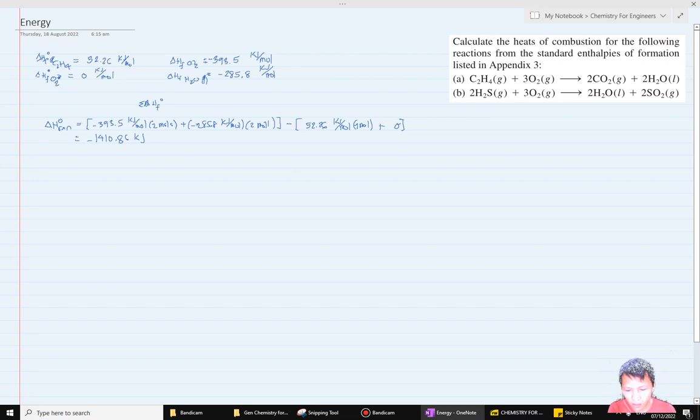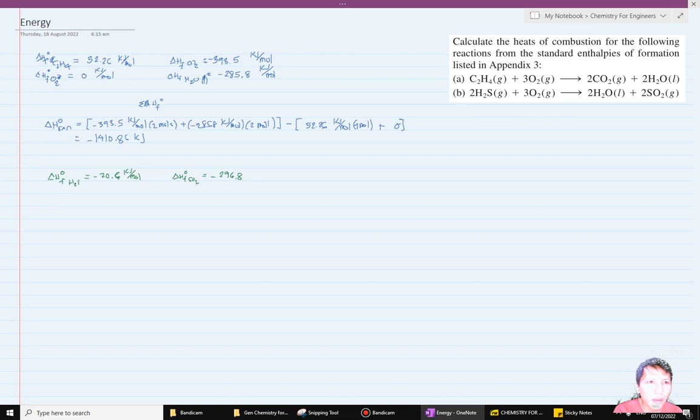Okay, thank you guys. There is one more. Sorry. For H2S, the combustion of your hydrogen sulfide, H2S. This one. So, may I first look at the table. I have already listed the values for this one.